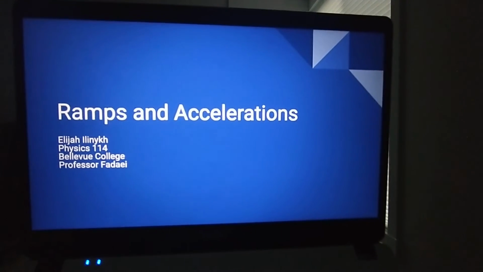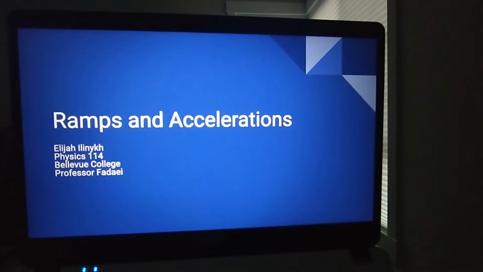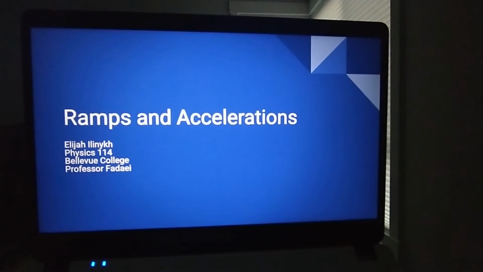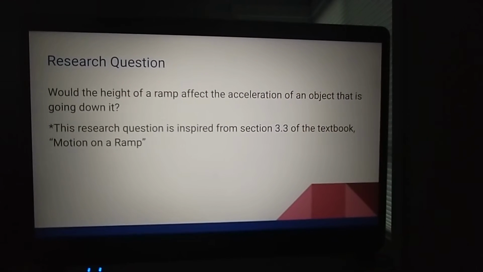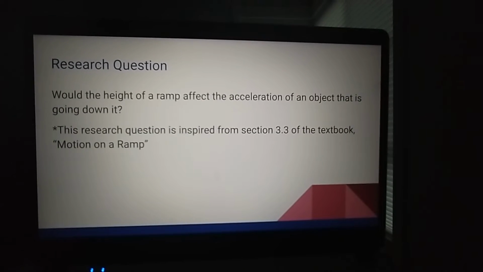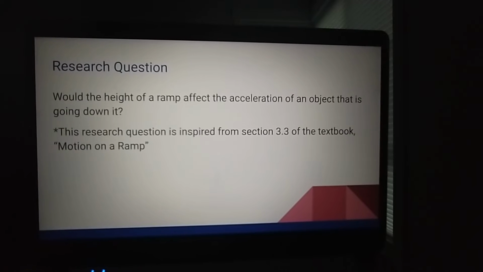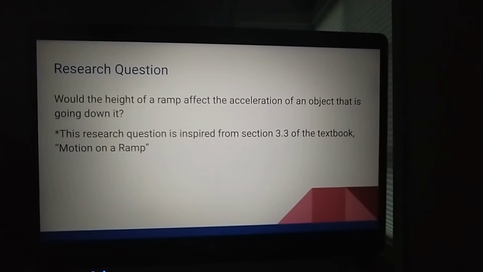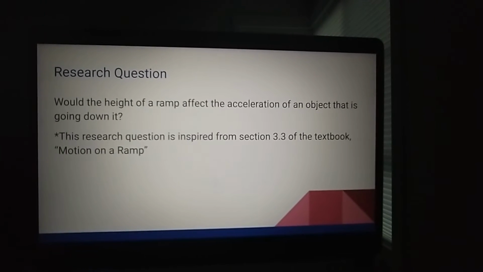Okay, so hello, my name is Elijah, and I'll be doing a short project on a PowerPoint about ramps and accelerations involving physics. So a research question in this activity could be, possibly, would the height of a ramp affect the acceleration of an object that is going down it? This particular research question was inspired from section 3.3 of the textbook for Physics 114, Motion on a Ramp.